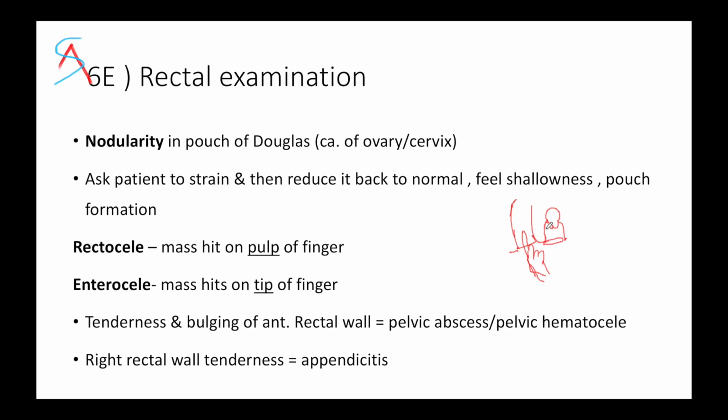Then you reduce the vaginal mass. If it is a rectocele, then you can feel the mass hitting on the pulp of your finger. If it is an enterocele, then you will feel the mass hitting on the tip of your finger. This is how you can differentiate between rectocele and enterocele in per rectum examination. Then if there is any tenderness and bulging on the anterior rectal wall, it could be because of pelvic abscess or pelvic hemorrhage.